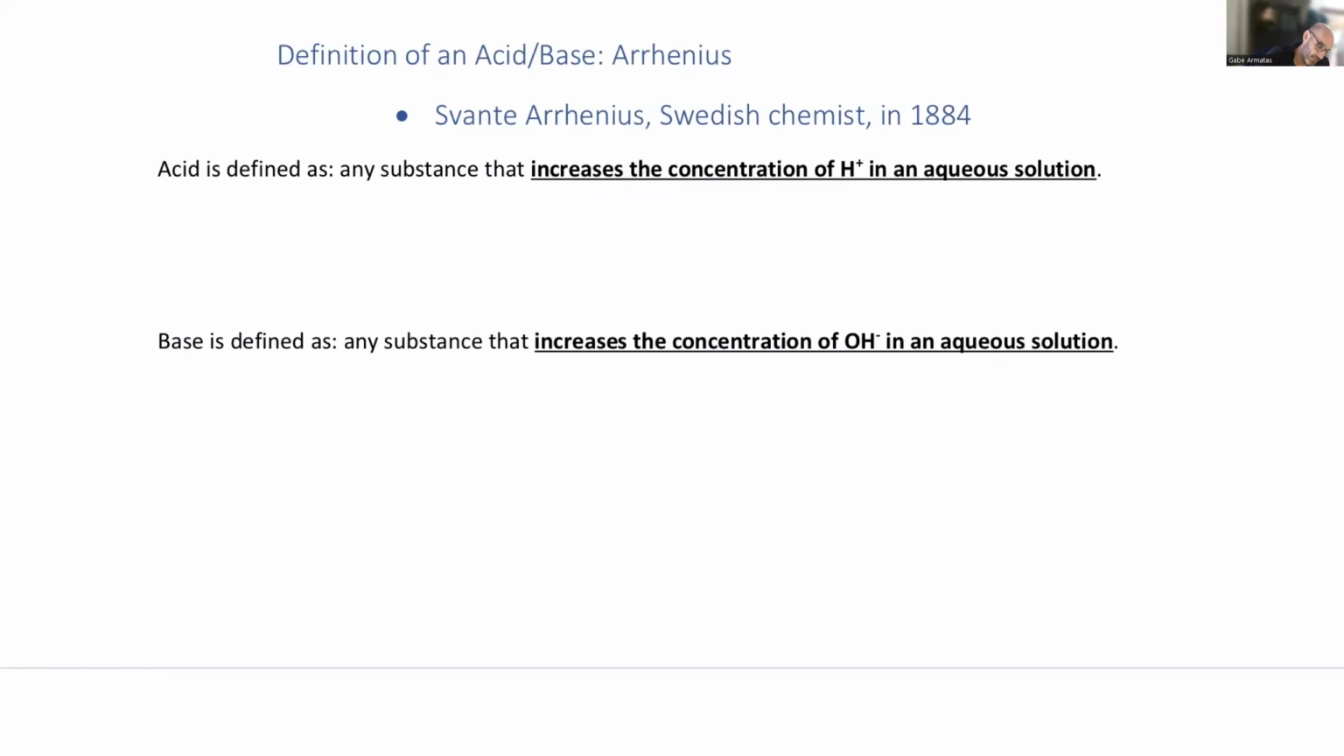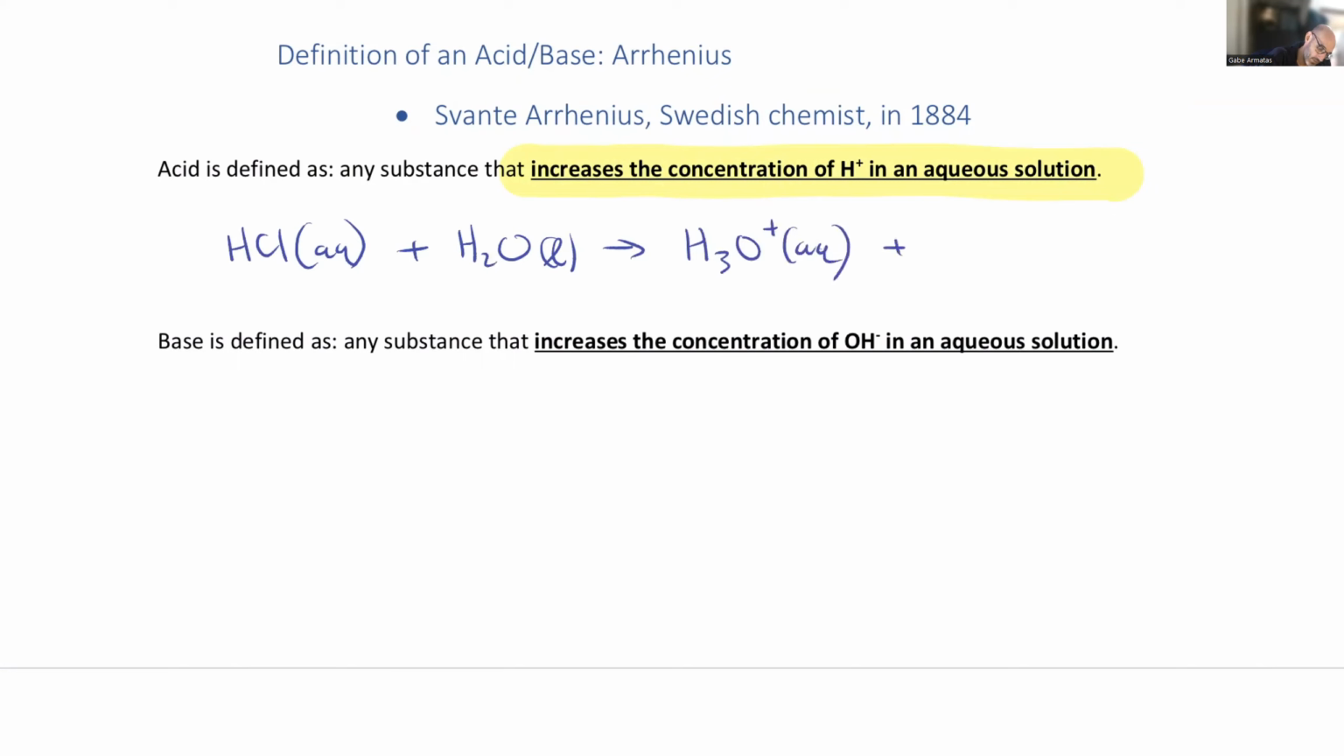He defined an acid as any substance that increases the H+ in aqueous solution. So if I drop an HCl, which we know is an acid, into solution, so we're going to combine it together with some water, you end up with H3O+ aqueous, and what's left over is the chloride aqueous. And I want to point out that H3O+ is just simply H+. So it is producing H+ in solution.